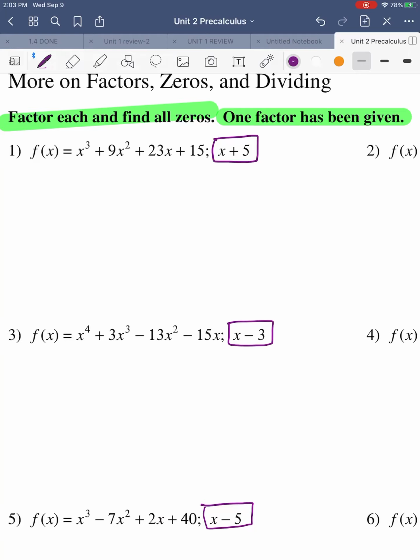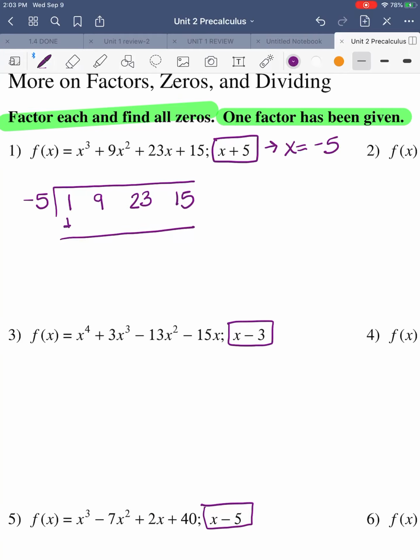If they are telling us that one factor is given, then that means that we can get the 0 from here. The 0 is negative 5. So we are done finding the first 0. Once you're done with that, you're gonna divide your polynomial by negative 5 by using synthetic division. So remember that inside, we're supposed to put the coefficients there. So 1, 9, 23, and 15.